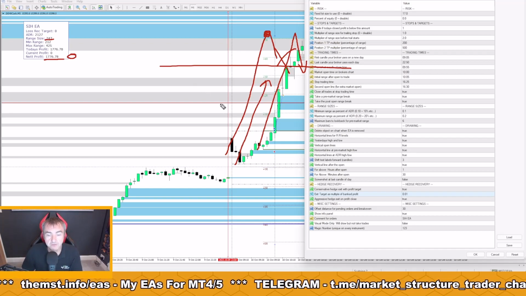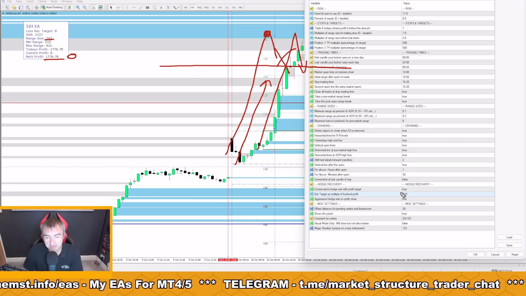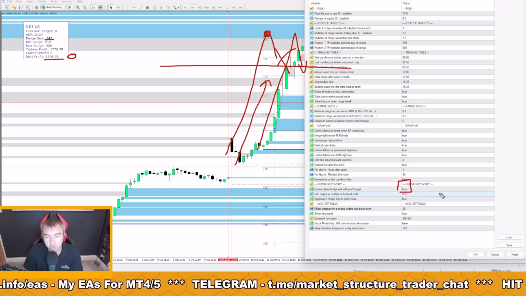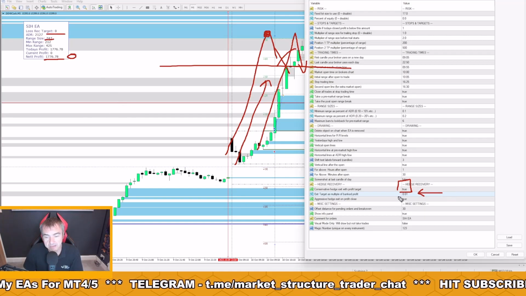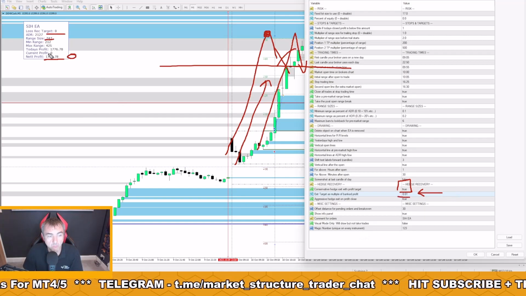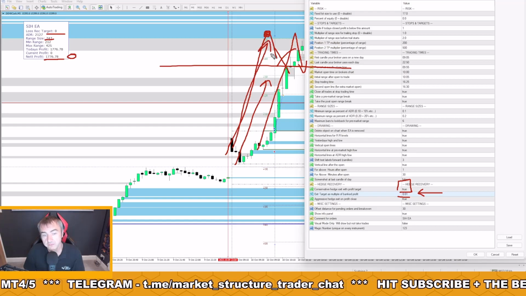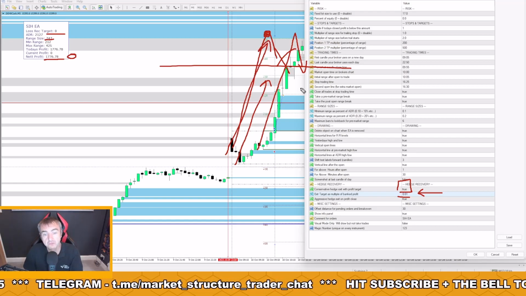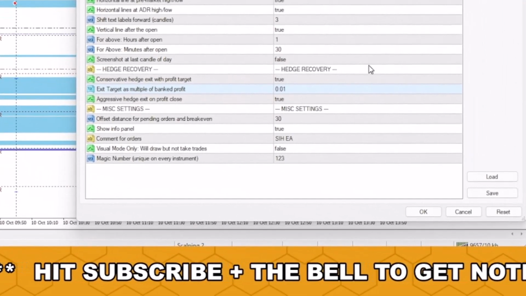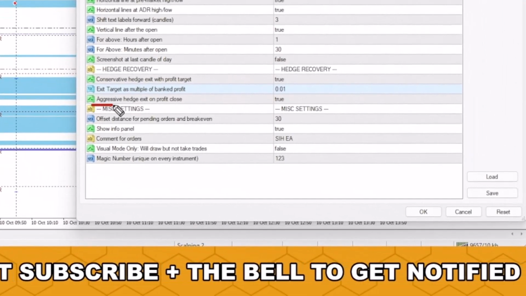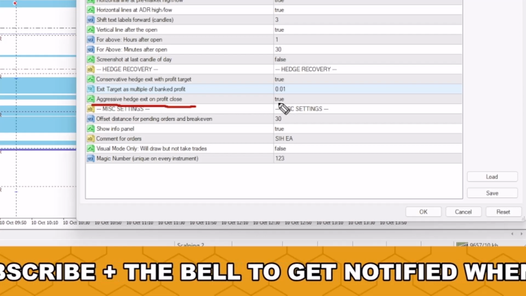Okay, so that's the first version, and that is basically setting conservative exit to true and saying, get me a loss recovery target, which is a percentage of whatever we've banked on the trades that have hit target, and try and exit me. The next version of the exit, if you like, is going to be the aggressive hedge exit on profit close.